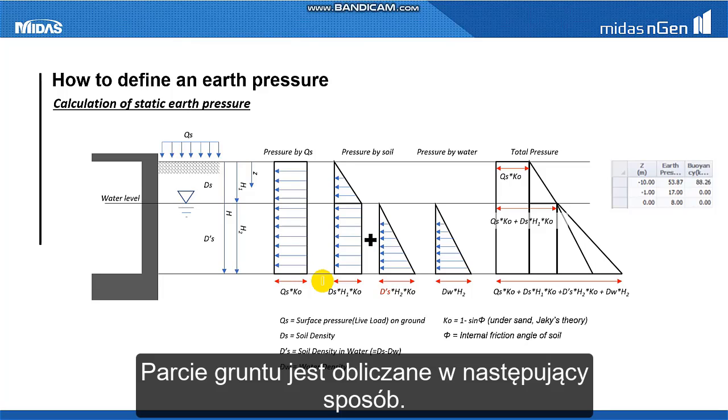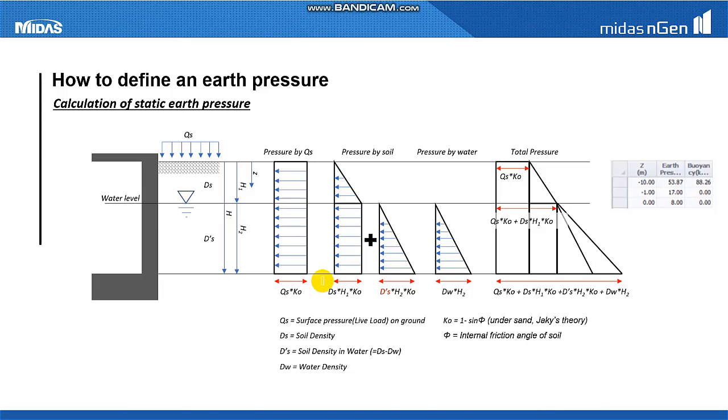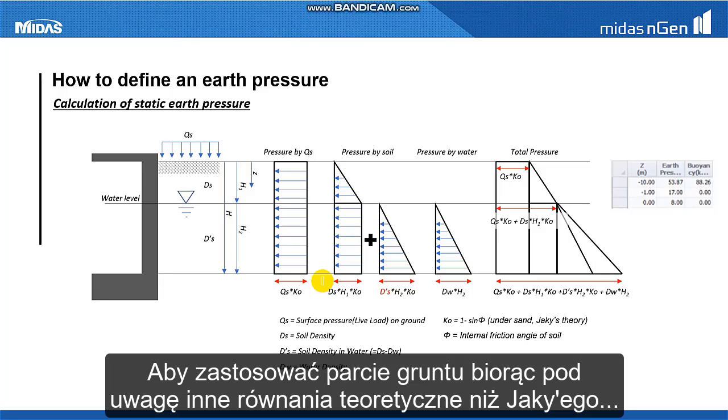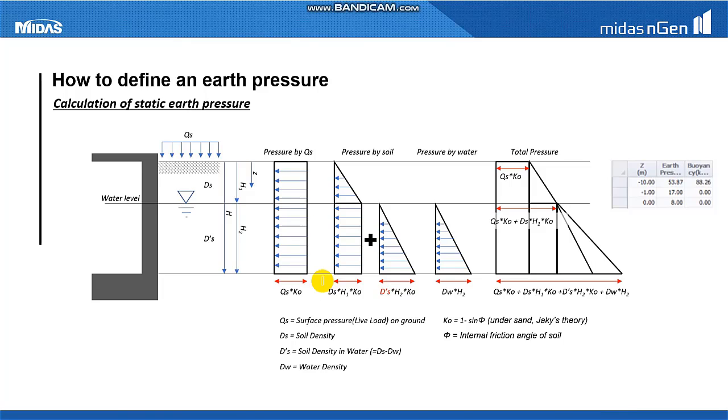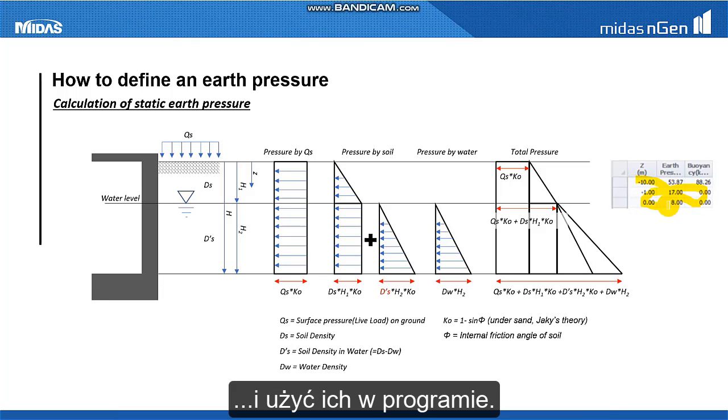Earth pressure generation is calculated in the following way. It is applied according to the Jenkins theory. I will leave out a detailed explanation. To apply earth pressure according to the other theoretical equations, you can copy the values calculated according to the other tools and paste them into the table to use them.